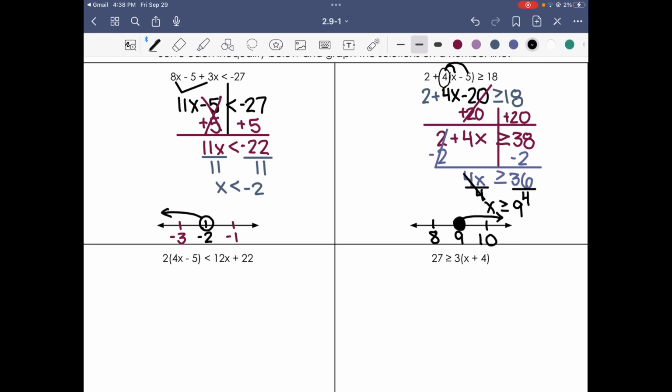All right, last two. The one on the bottom left is the first one we've seen that has x's on both sides. Here's what we're going to start with. I see parentheses, so the first thing I'm going to do is multiply that 2 times the 4x, which gives me 8x, and multiply the 2 times the negative 5, which gives me negative 10. And then I'm going to write the rest of it exactly as it already was. Less than 12x plus 22.